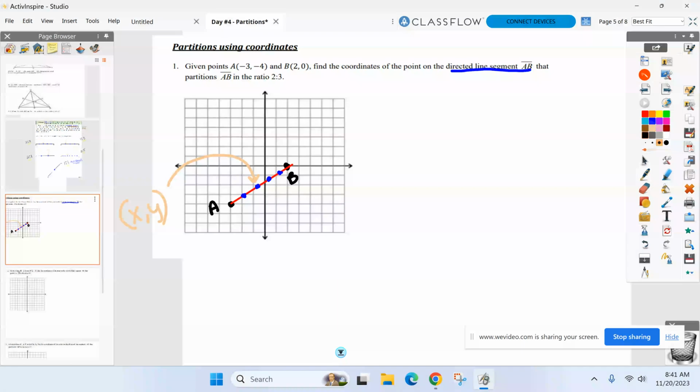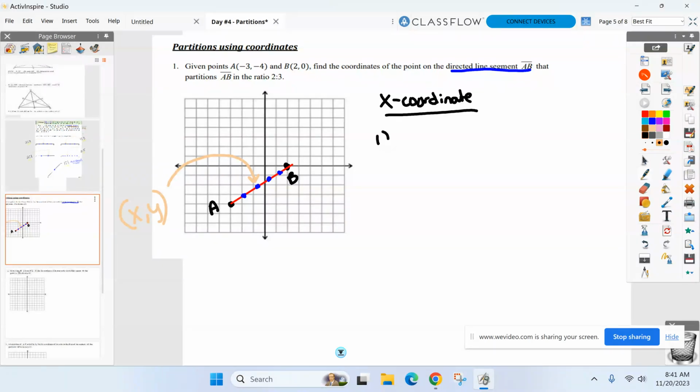So over to the side here, here's how we're going to do it. We're going to do this twice. Once to find the x coordinate, and then a second time to find the y coordinate. So here's how we do it algebraically.